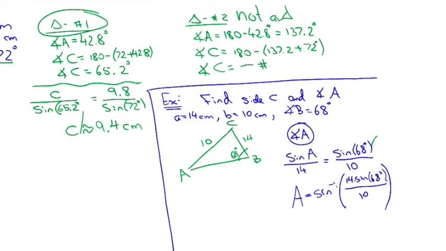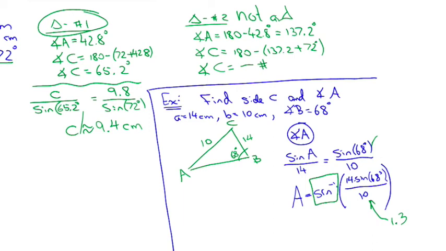Because reasons. Just because the calculator said. What's the biggest number that sine inverse can handle? Negative 1 all the way up to positive 1. Take a guess what 14 sine of 68 over 10 is equal to. More than one, or less than negative 1. That's right, because when I did that I ended up getting 1.3. So if it's 1.3, that's definitely bigger than anything that sine inverse can take. So your calculator is going to spit out an error.